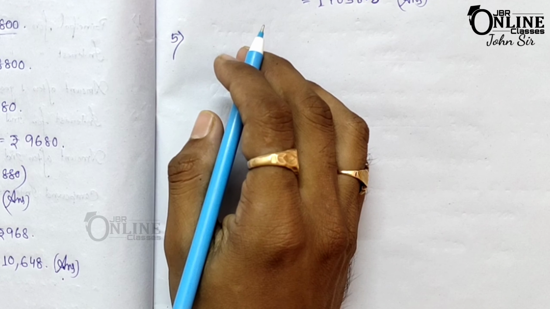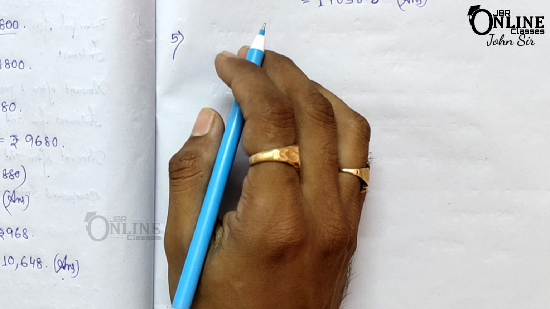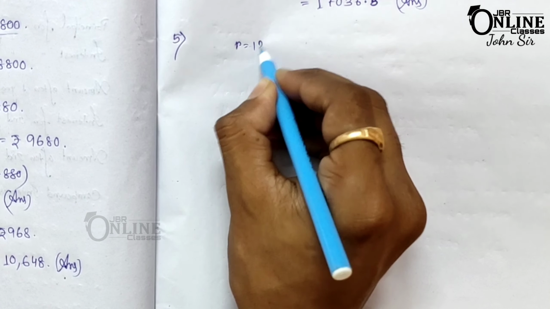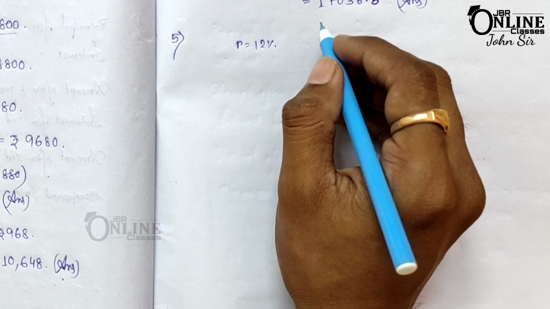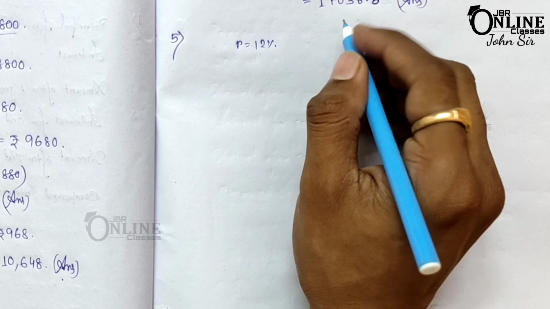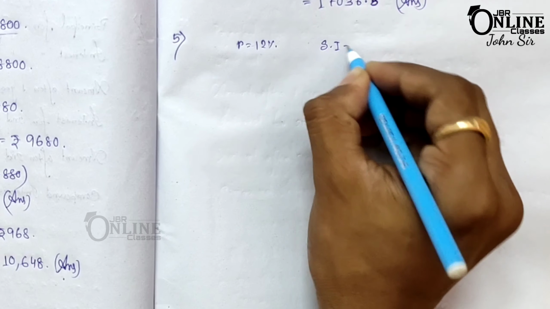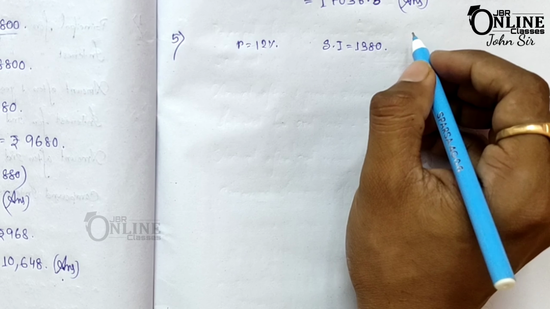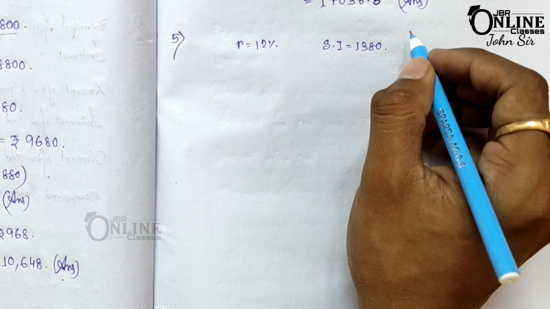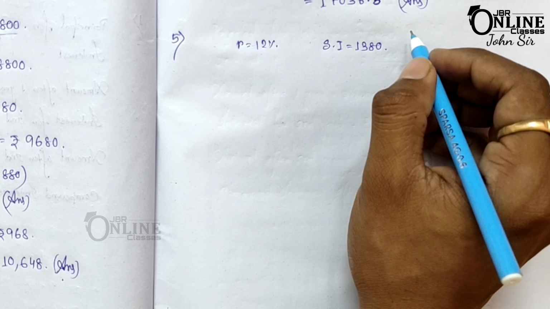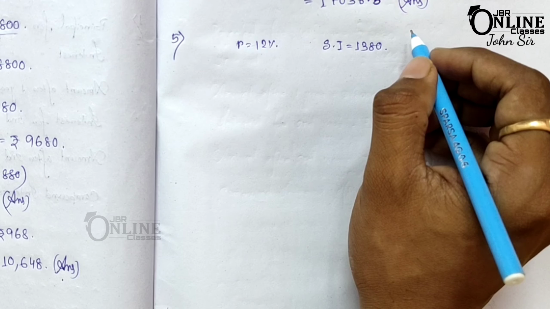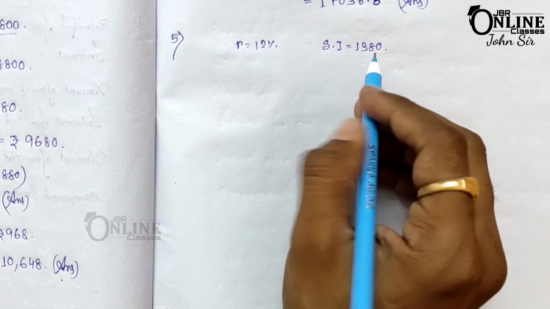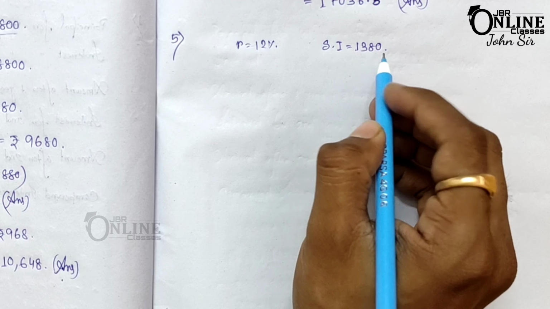Now sum number 5. The simple interest on a sum of money for 2 years at 12% per annum is 1380. So rate equals 12% and SI equals 1380 for 2 years. Find the sum of money, and next the compound interest on this sum for 1 year payable half yearly at the same rate. So first, the simple interest for 2 years equals 1380.